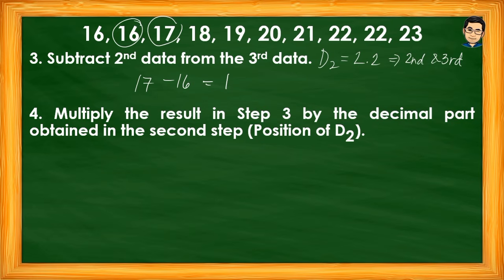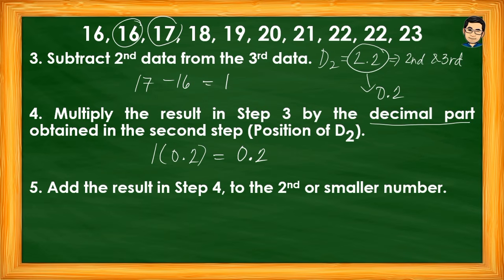So, yung result natin sa step 3 is 1. Mumultiply natin dun sa decimal part ng position ng D sub 2. So, in 2.2, ayan, yung decimal part po niya is 0.2. So, magiging 1 times 0.2 siya niyan. So, 1 times 0.2 is 0.2. Okay, so yun po yung sagot natin for step 4.